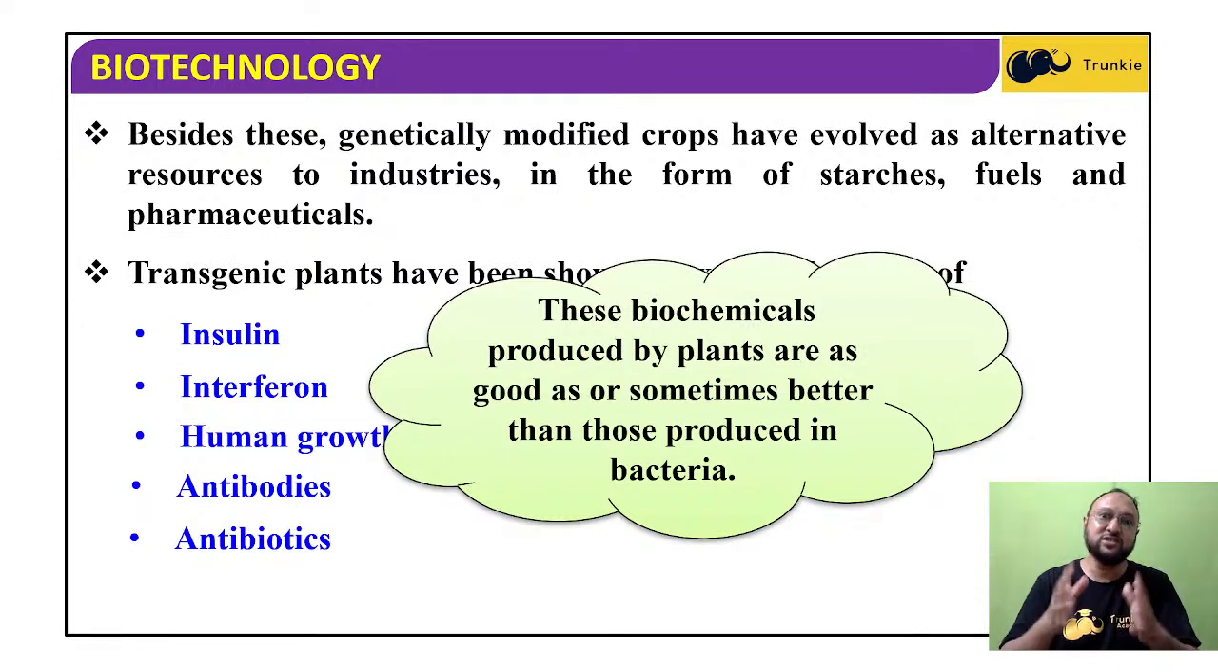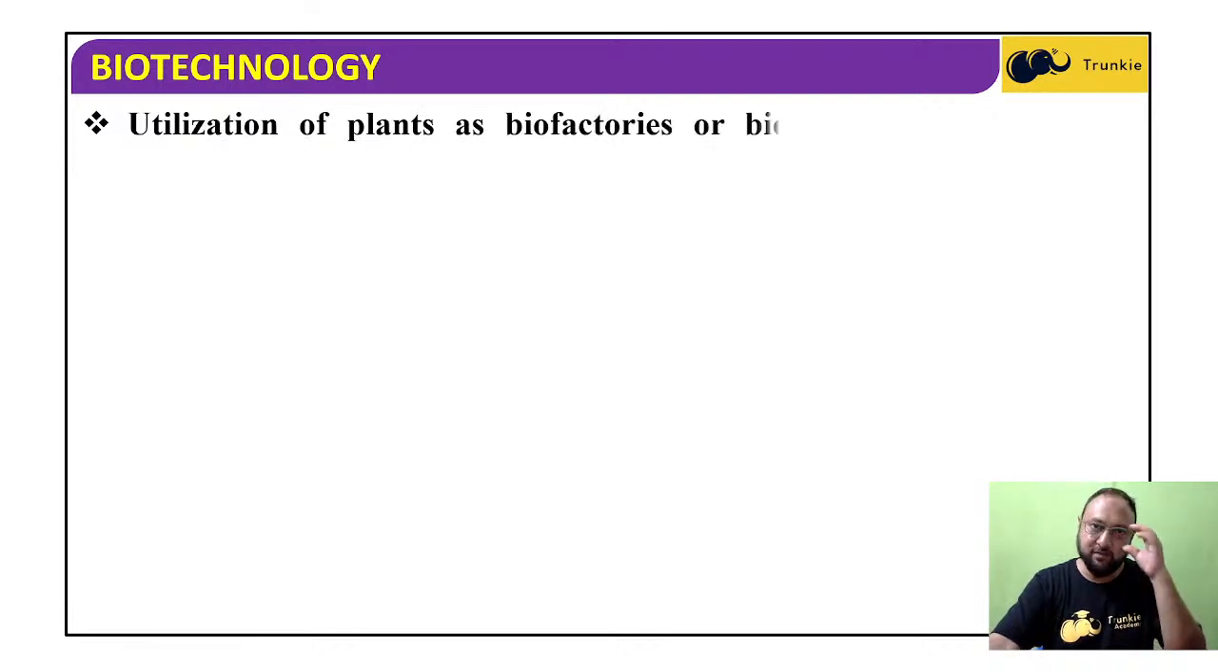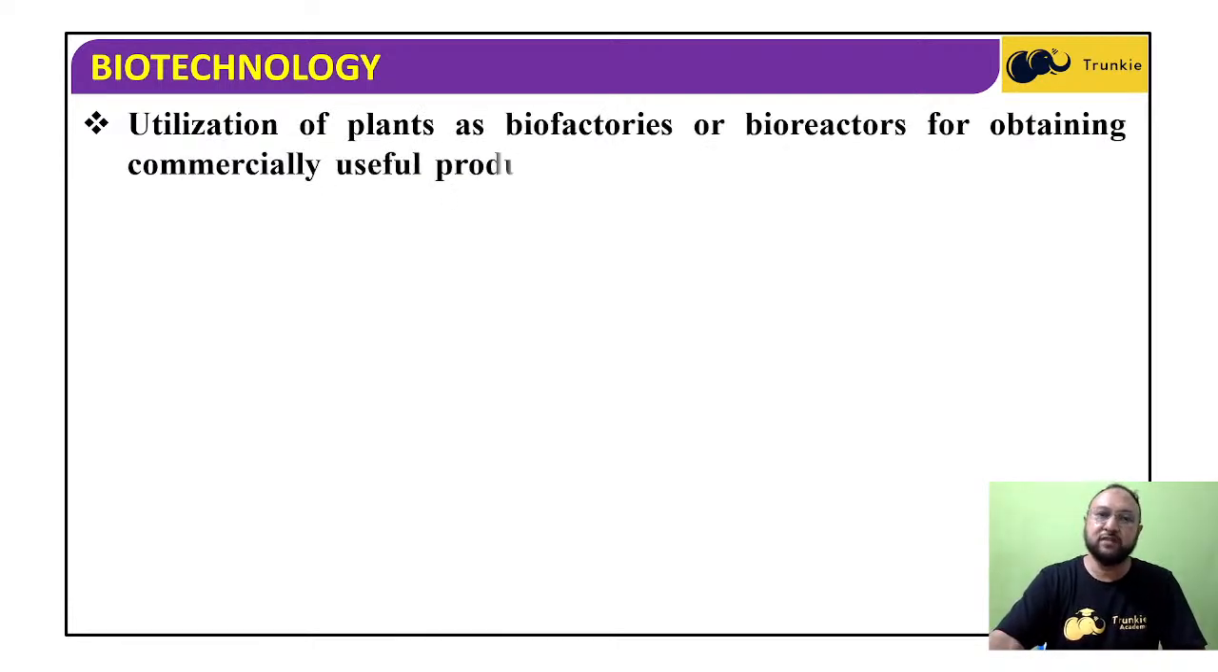So these biochemicals like insulin, interferon, and human growth hormone are sometimes as good as, and some are better than, those produced with the help of bacteria. That is the reason nowadays scientists and biotechnologists are also using transgenic plants.